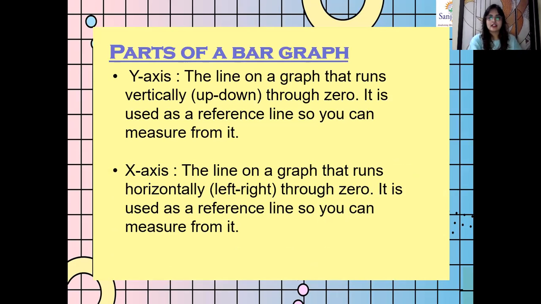What is the x-axis? The line on a graph that runs horizontally, that is from left to right through 0. 0 is there in between, and the line which runs from left to right is called the x-axis. It is used as a reference line so you can measure from it.